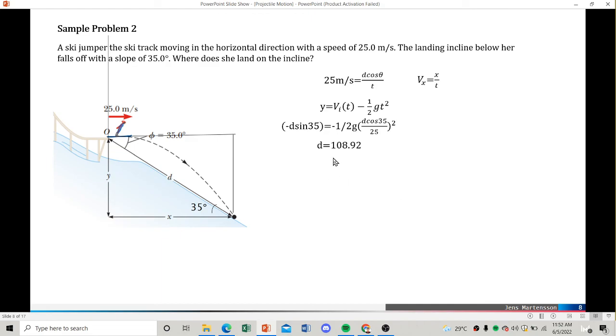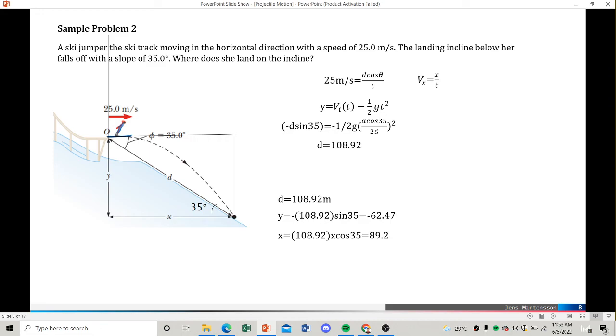So our value for d, where she lands on the incline, is equal to 108.92. To calculate the y, that is negative 108.92 sine 35, which equals negative 62.47. For x, we have 108.92 times cosine 35, which is equal to 89.2. Okay, so that is for the topic of projectile motion.